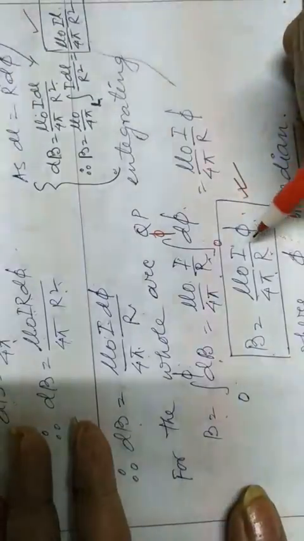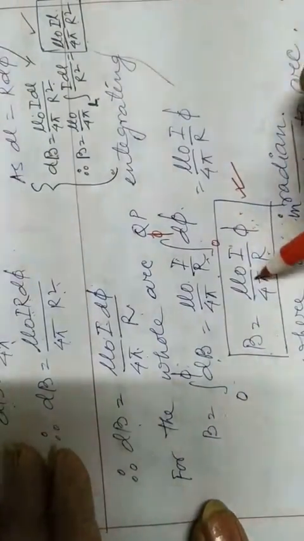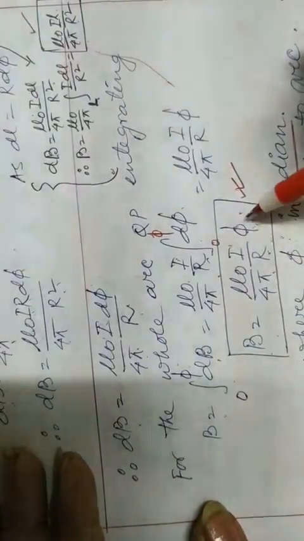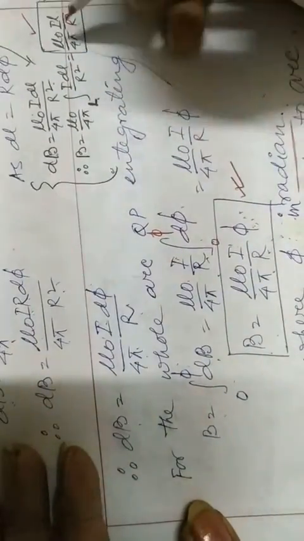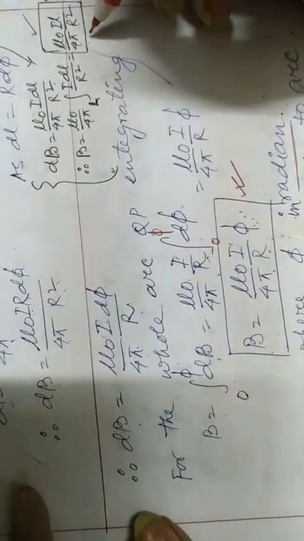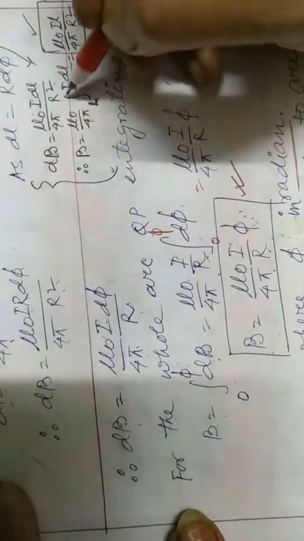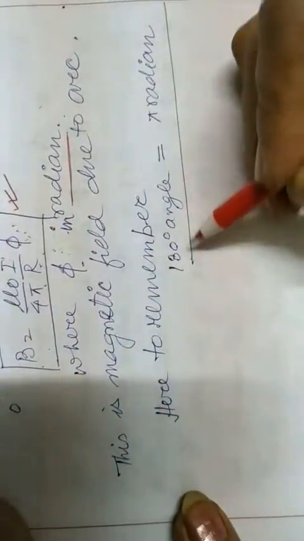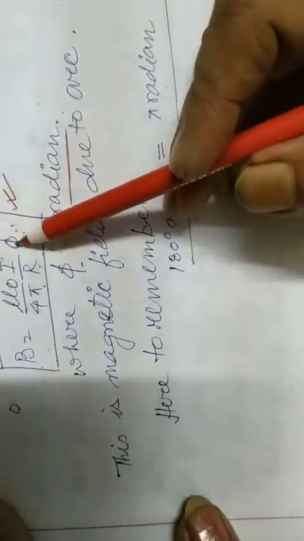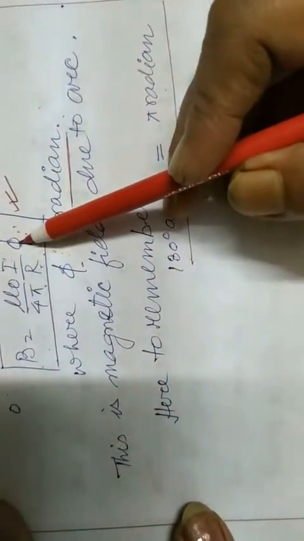So for an arc, the magnetic field at the center of the arc will be B equal to mu 0 I by 4 pi r phi, where phi is in radian. Also it is mu 0 I L by 4 pi r square when we integrate for the length L. Here we should remember that 180 degree is equal to pi radian, so phi should be in radian.